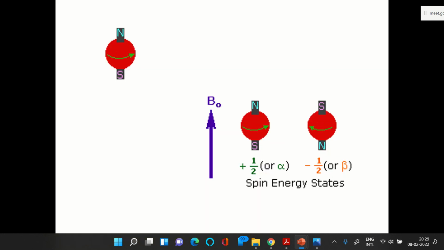So this is the visualization of things. This is the spinning particle. A proton or an electron is a magnetic dipole having a north pole and a south pole like this, and the plus half and minus half spin energy states will be like this when you apply a magnetic field. Without a magnetic field, both have the same energy.